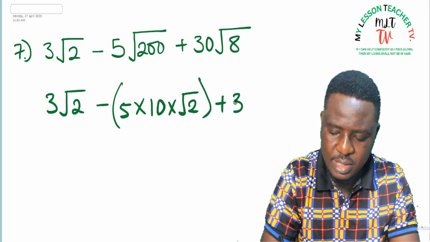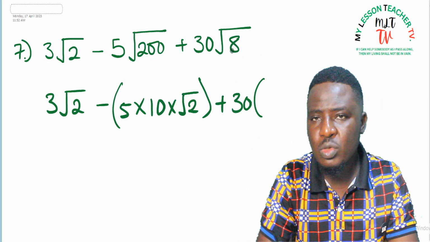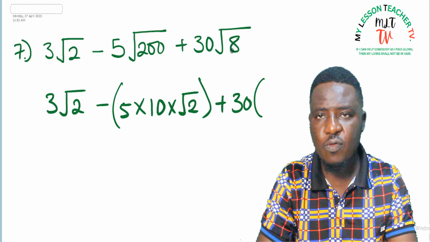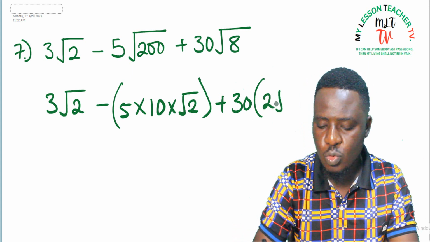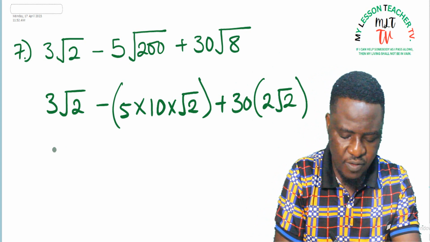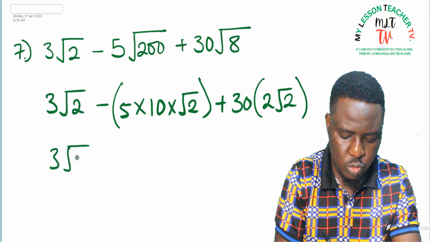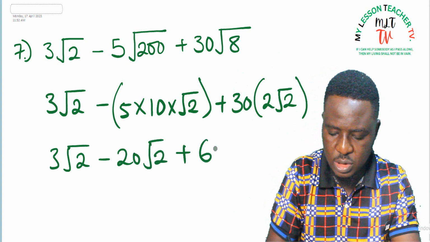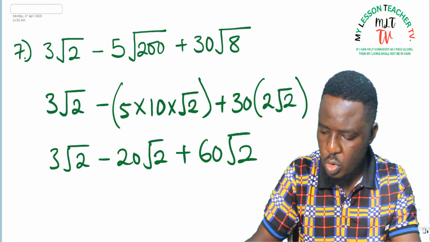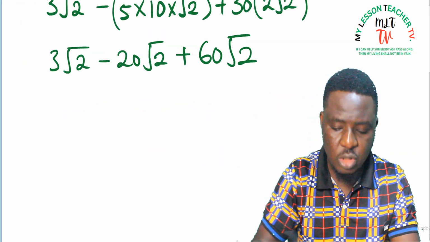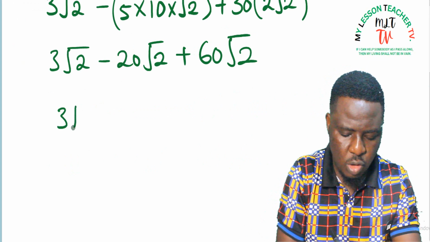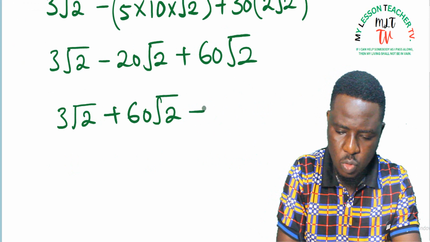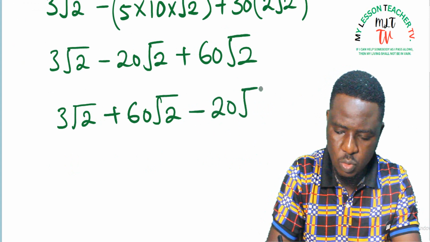plus 30 into root 8 can be expressed as root 4 times 2 times root 2. For root 4 is 2, so this can be said to be 2 root 2. So when you simplify further, you have 3 root 2 minus 20 root 2 plus 60 root 2. Obeying BODMAS, we carry out the operation of addition before subtraction. This gives us 3 root 2 plus 60 root 2 minus 20 root 2.